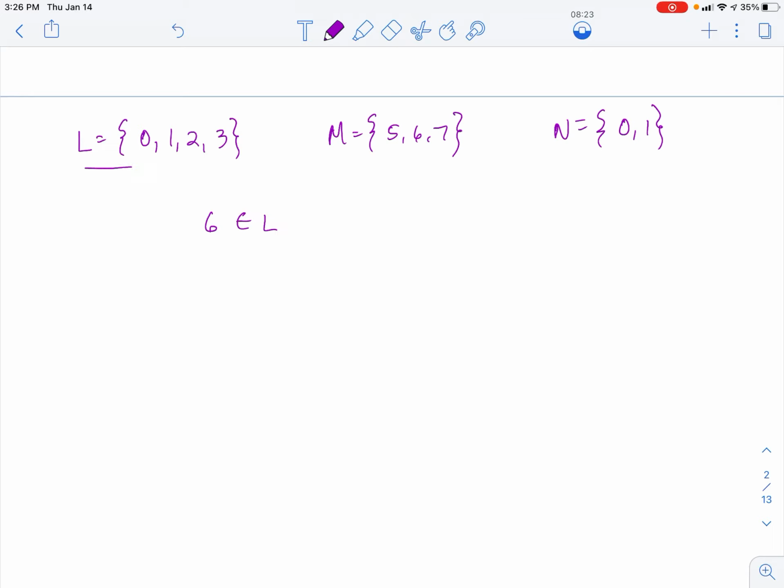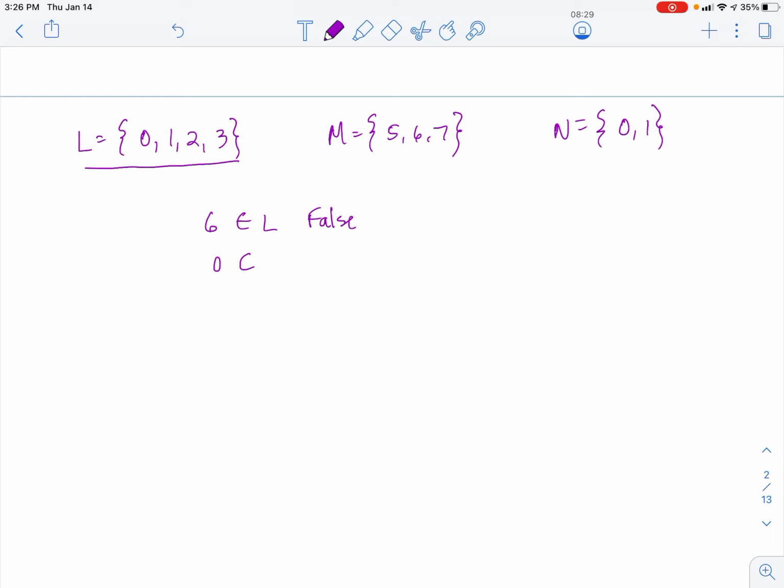Let's look at the set L that has 0, 1, 2, and 3, and M, which has 5, 6, and 7, and finally N, which has 0 and 1. Let's look at this again. So how about 6? Is it a member of L? Let's look at L. Is 6 in L? No, it's not. So it is not a member. So that is false right there.